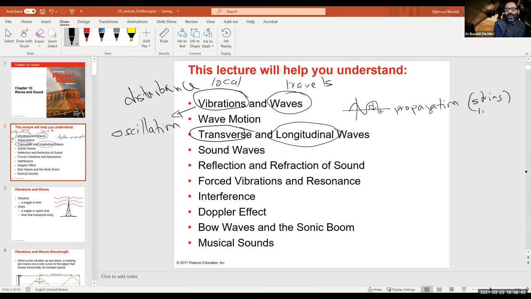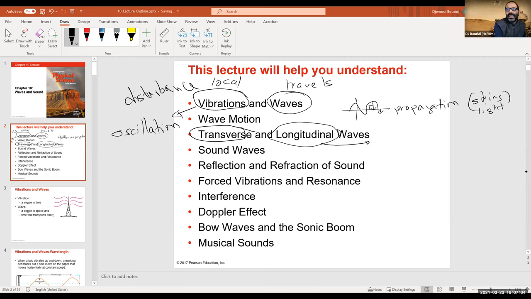Light actually is also a wave. We're going to see that next chapter. And that too is perpendicular to the direction of travel. Okay. And there are all kinds of waves, for example seismic waves, which come in two different flavors. One of them is transverse and one of them is compressional. Both of them occur in there.